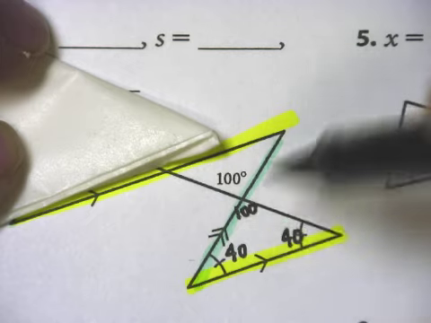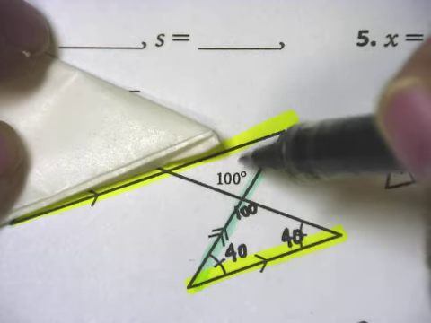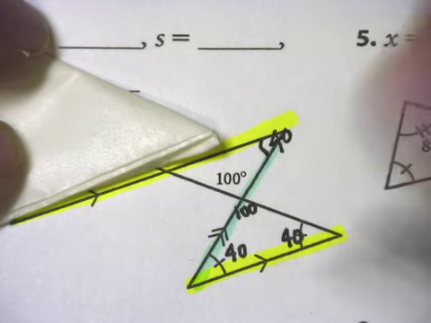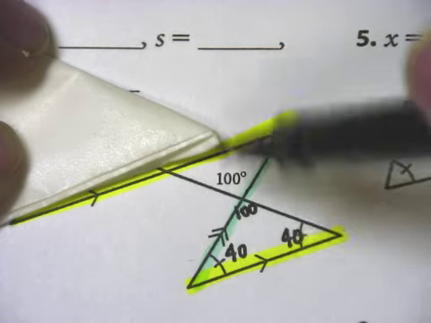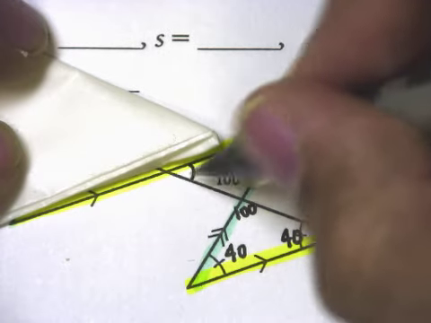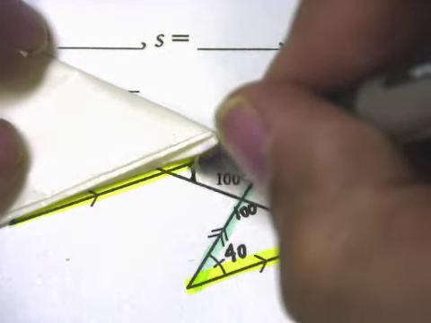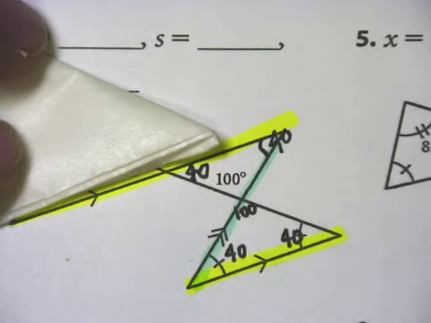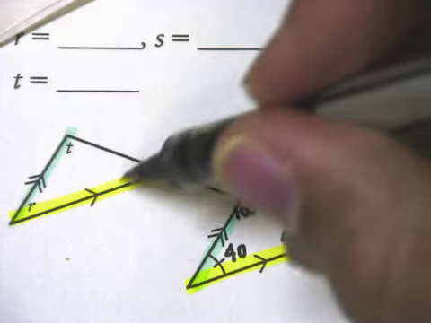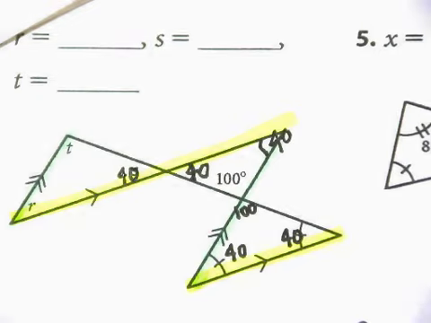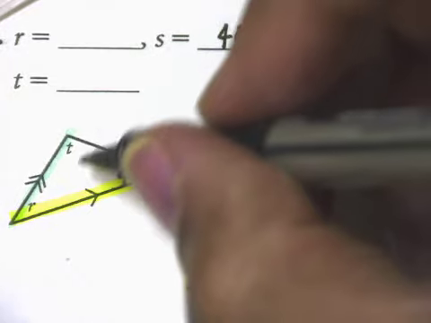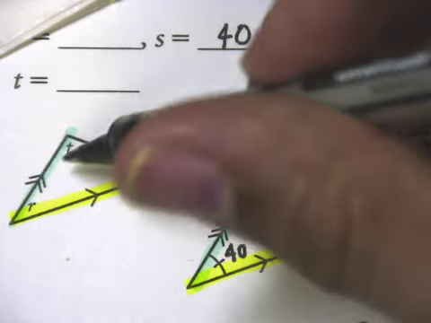However, you do know that these are two parallel lines and that this is a transversal. And if these are parallel lines and this is a transversal, well then this angle here and this angle here are alternate interior angles, which are congruent. So this is 40 degrees. And again, if these two are parallel and this is a transversal, then this angle here and this angle here are also alternate interior, which makes this 40 degrees. And now that we know that this is 40 degrees, we know that these are vertical angles. So this is also going to be 40 degrees. So S is 40.